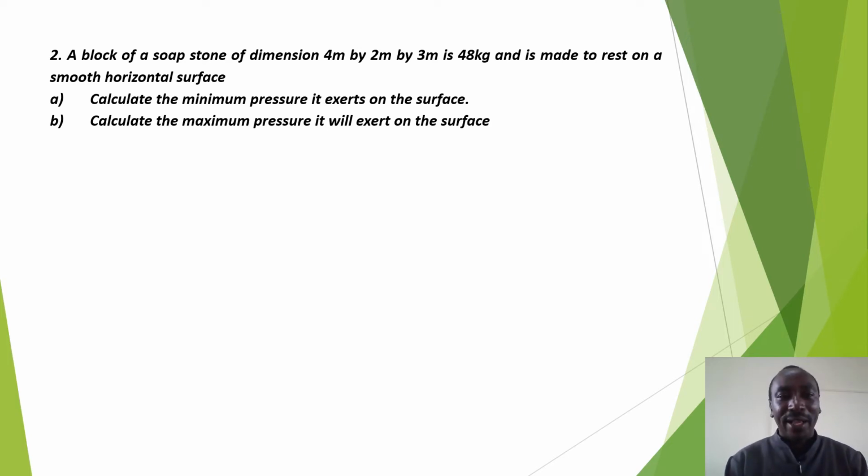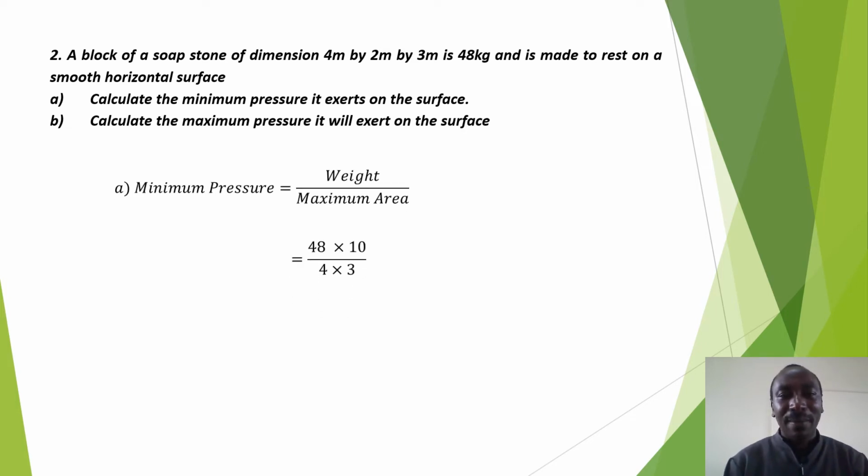For question number 1, we are being asked about the minimum pressure it exerts on the surface. For minimum pressure, we use the maximum area. Therefore, from the dimensions that we are given, we have 4 by 2, 2 by 3, and 4 by 3. Those are the possible areas. For calculating the minimum pressure, we use the maximum area of contact. Therefore, we say that minimum pressure is equal to weight over maximum area.